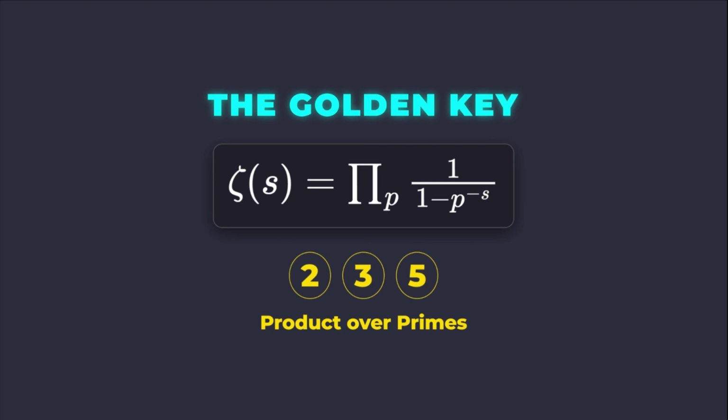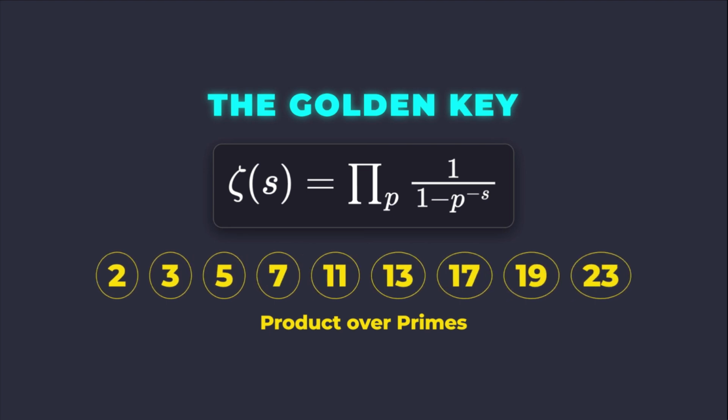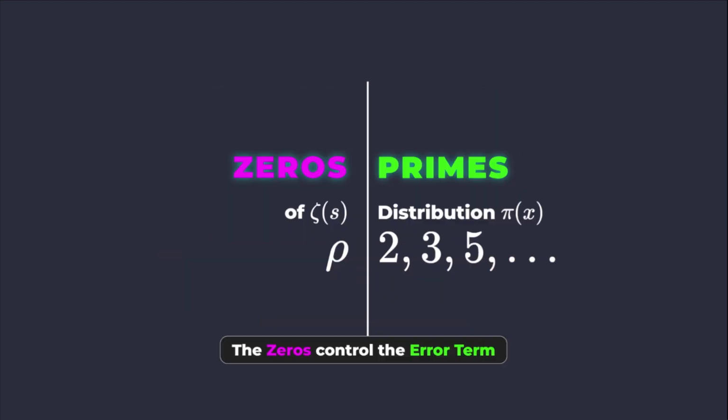The Euler product expresses zeta of s as an infinite product over all prime numbers p, where each term is 1 divided by the quantity 1 minus p raised to the power of negative s. This identity establishes a direct, deep connection between the distribution of prime numbers and the behavior of the zeta function. The location of the zeros of zeta of s dictates the precision with which we can predict the occurrence of primes. Specifically, the error term in the prime number theorem is governed entirely by the real parts of these zeros.